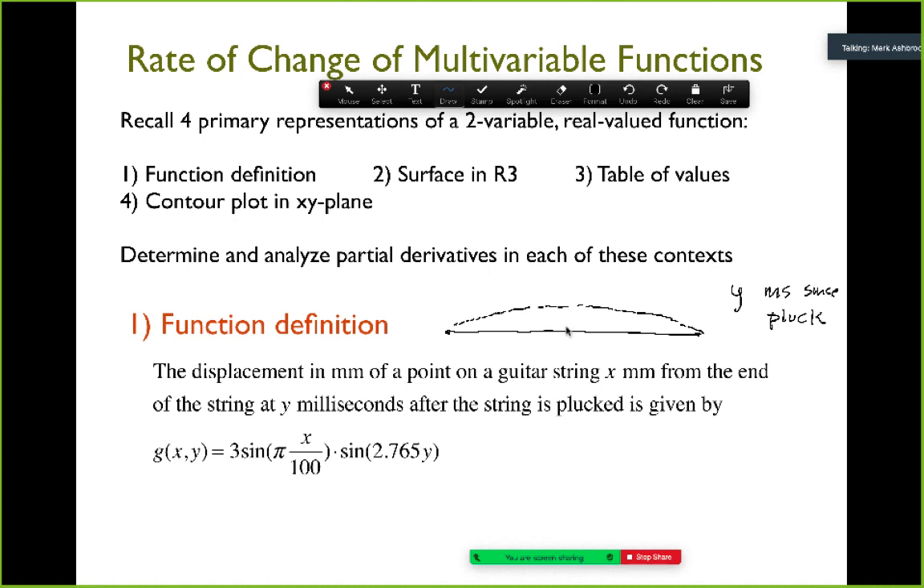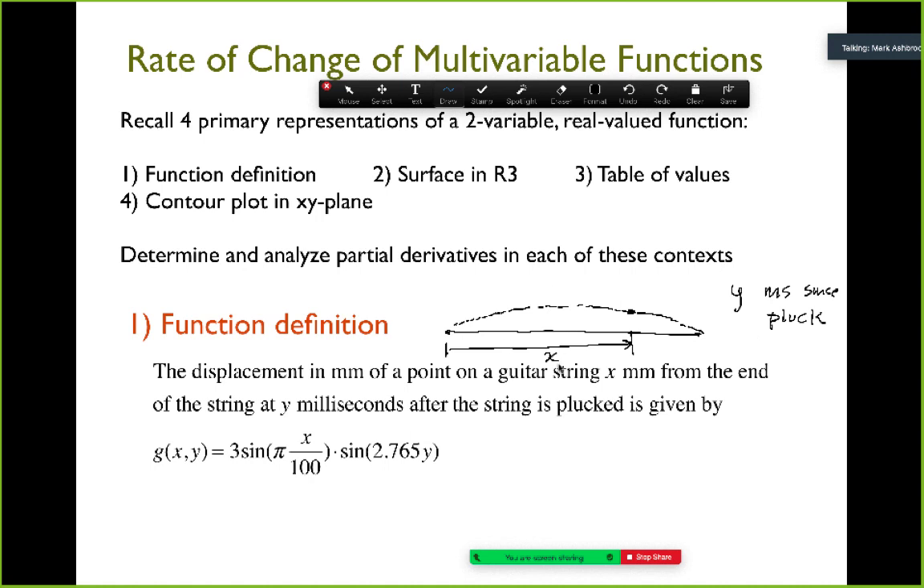So y is the milliseconds since it's plucked, and x is the distance from one end. Given a value of x, we're focused on that distance, basically this point on the string, that distance from one end, and then at y milliseconds since we plucked the string.